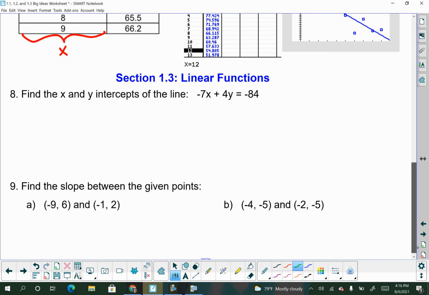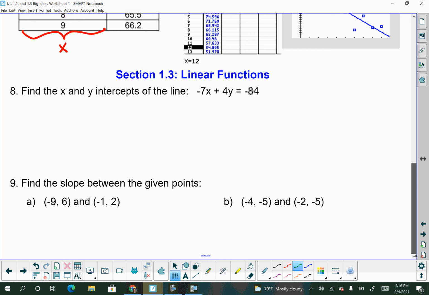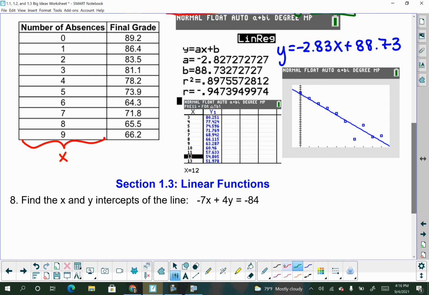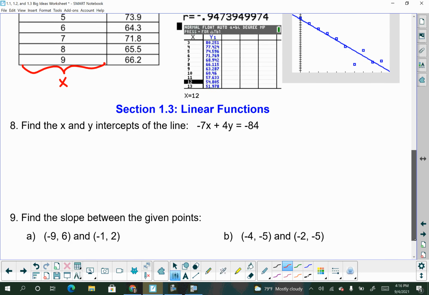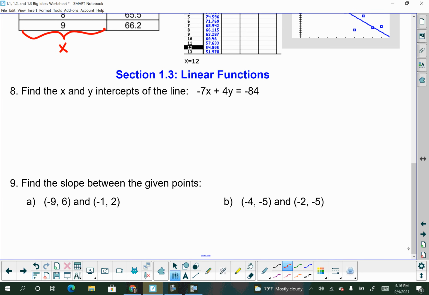Last lesson for this week was section 1.3, linear functions. So you guys probably did a lot with linear functions before, back in algebra 1 and algebra 2 in high school. We get a little bit more involved with them. We're going to start with x and y intercepts. X and y intercepts were points on your x or y axis. That's what we're looking for. Any point on the x-axis will have a y coordinate of 0, and any point on the y-axis will have an x coordinate of 0. So that's actually how we calculate x and y intercepts.